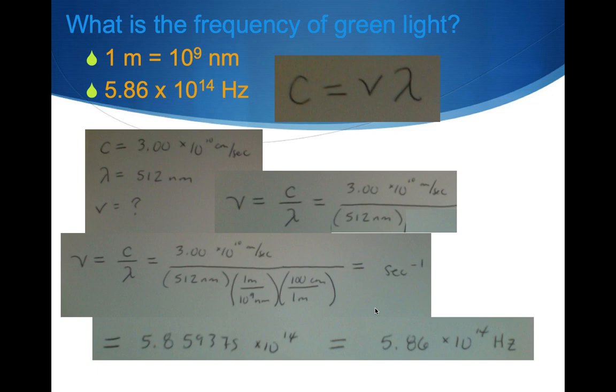So check your math, check your algebra if you made any mistakes. Mostly this is just punching it into your calculator correctly. But this is the frequency of green light. So that's how we use this calculation.